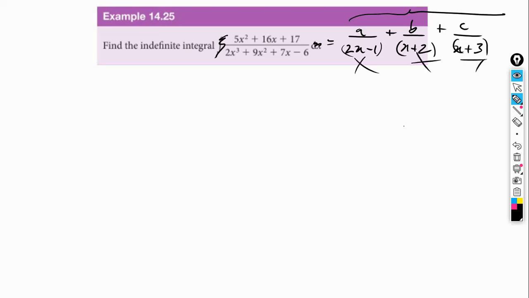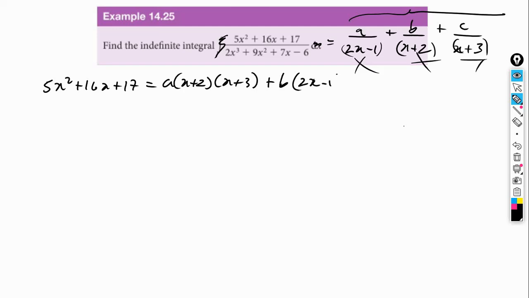So that implies that 5x squared plus 16x plus 17 has to equal a times x plus 2 times x plus 3, plus b times the other two denominators that are not dividing b, right? So that would be 2x minus 1 and x plus 3. And finally, plus c times 2x minus 1 times x plus 2. So we're going to expand this and then we will compare both sides of the equality.